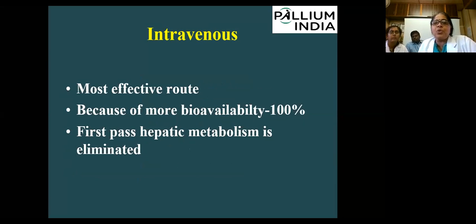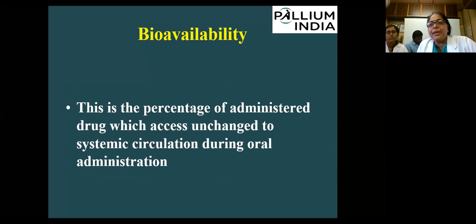So the intravenous route is one of the most effective routes. Why do we say that? Because the drug enters straight and you have 100% bioavailability of this drug. So the entire first pass hepatic metabolism, which happens when you take the drug orally, is eliminated. So what do we mean by bioavailability? When we talk of bioavailability, we talk about how much of the administered drug goes unchanged into the systemic circulation when we give it orally. So how much of our drug actually goes in and produces the effect that we need.